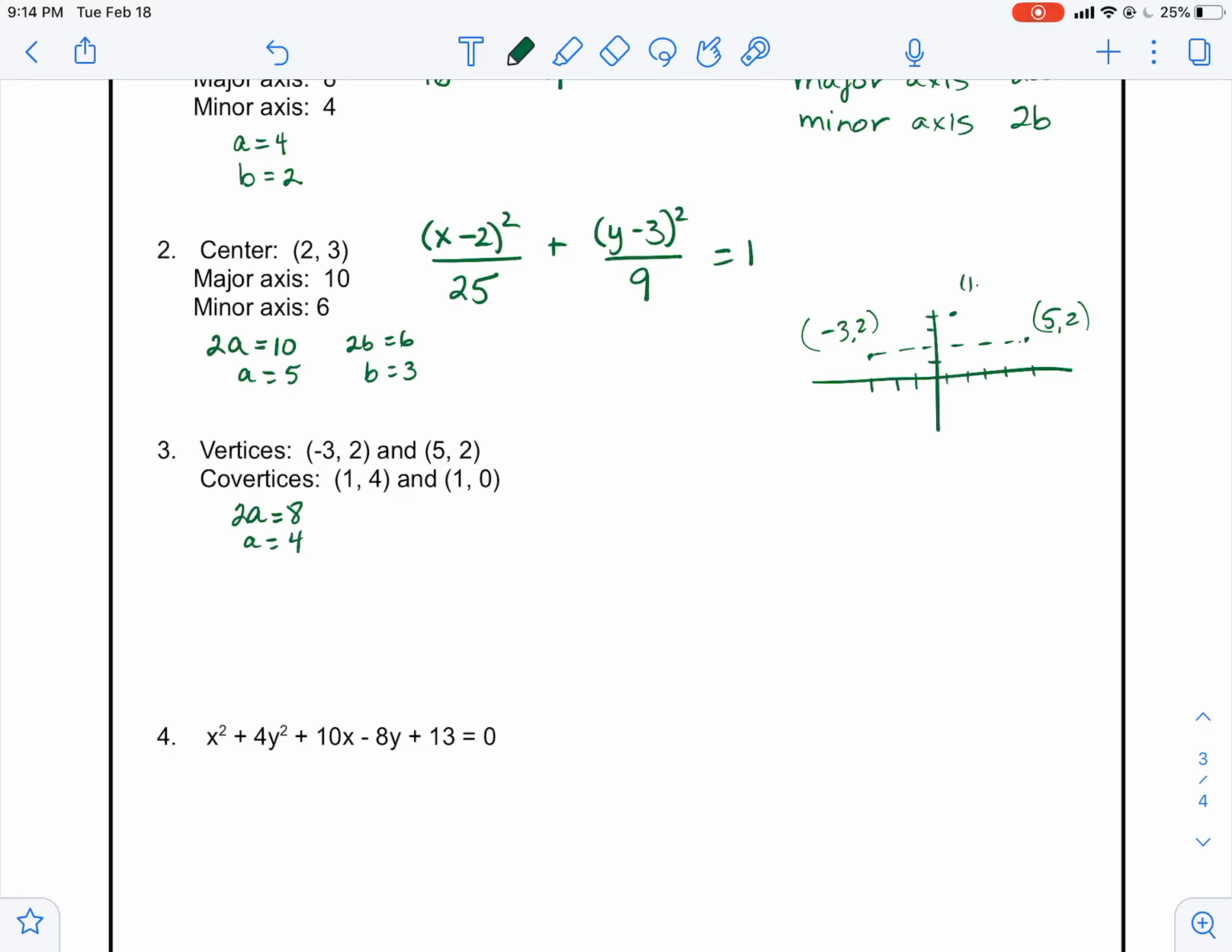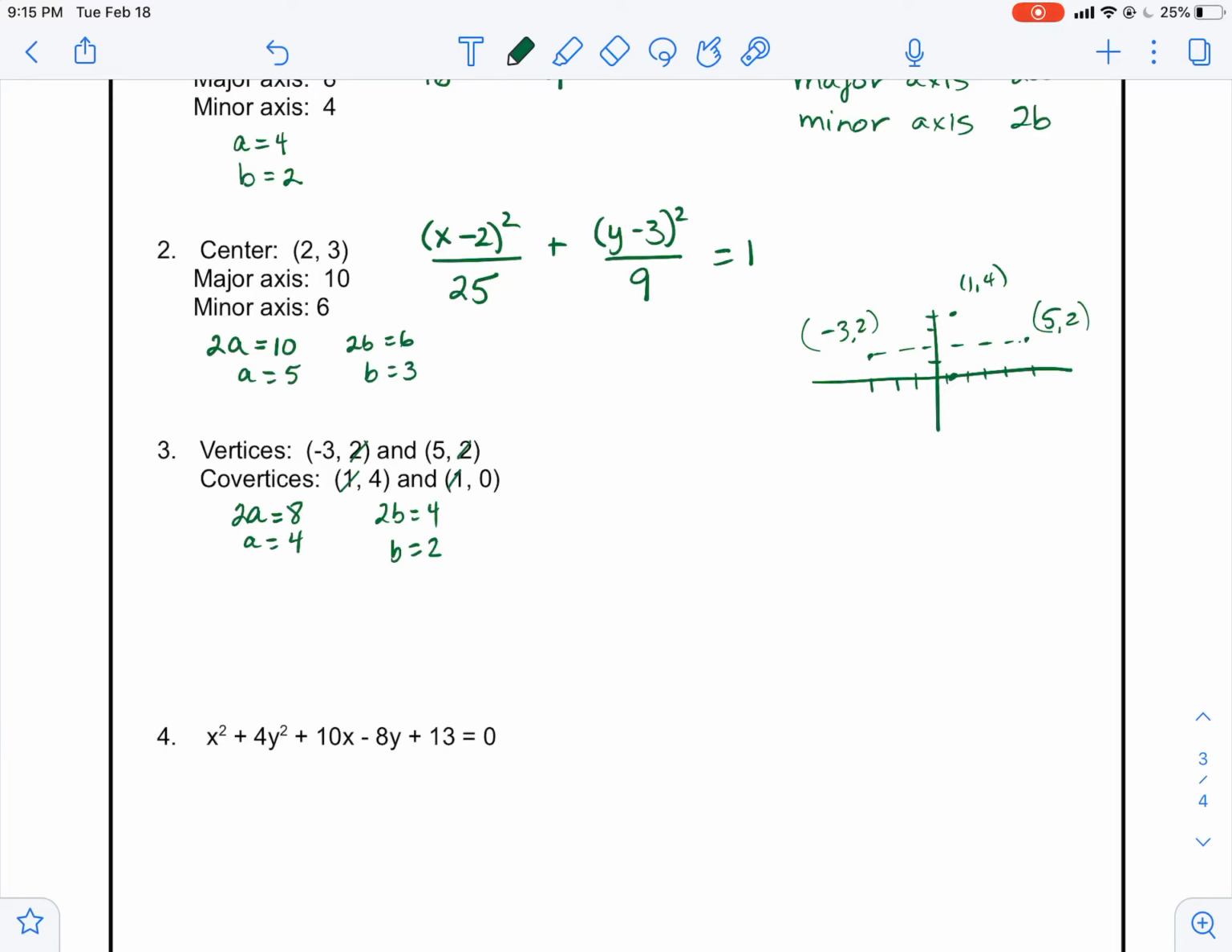And again, you might not need to draw this. You can just do your distance formula. So 1, 4, and 1, 0, which is going to be a length of 4. So 2b is 4, therefore b is 2. And again, you could just look up here and see, well, my 2 stays the same, so from -3 to 5 is 8. My 1 stays the same, so from 4 to 0 is 4. So that would work also.